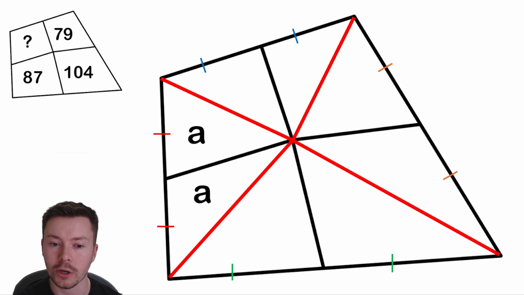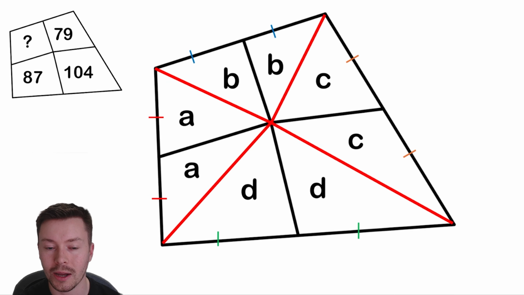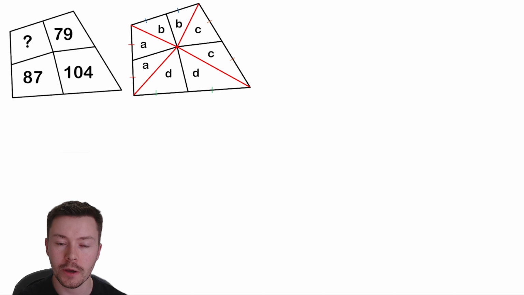So I can label them A and A. They must have the same area. And I can do that with the rest of the triangles around the shape: at the top, B and B, on the right, C and C, and on the bottom, D and D. Now if I put that again at the top next to the original question, you can see which areas match up with which numbers.